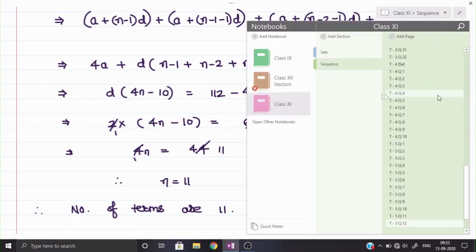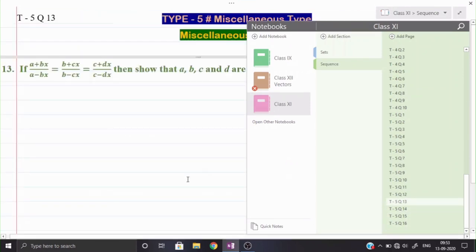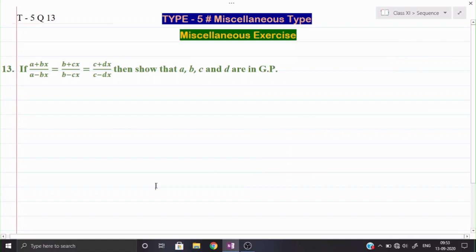The next question I am solving as question number 13. See, in the 13th question, it is given that a plus bx upon a minus bx, b plus cx upon b minus cx, and c plus dx upon c minus dx, these three things are equal, then we have to show that a, b, c and d are in GP.